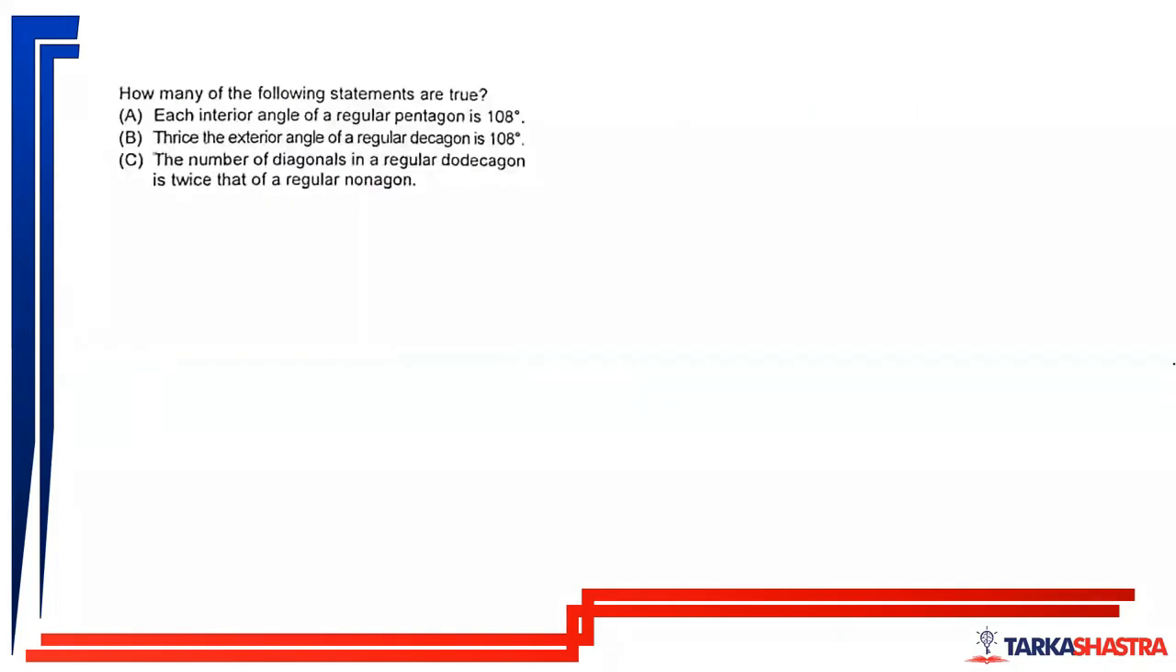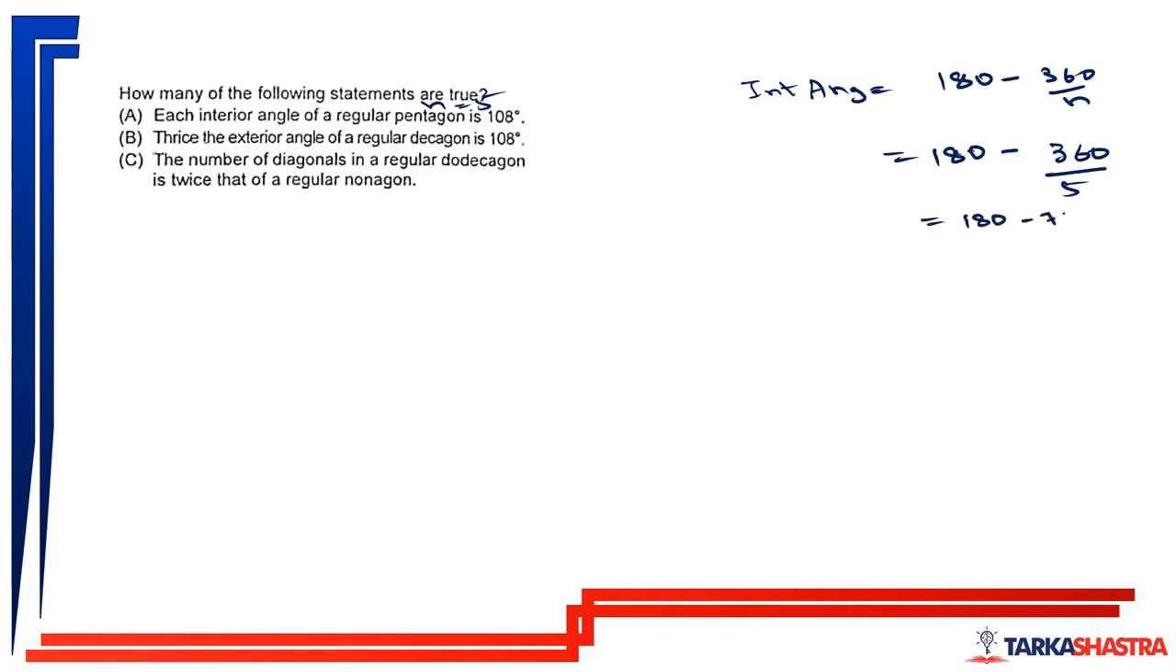Okay, moving forward. How many of the following statements are true? Each interior angle of a regular pentagon is 108. So interior angle is nothing but 180 minus 360 by n. This is a pentagon, so n is equal to 5. So 180 minus 360 by 5, that is 180 minus 72, that is 108 degrees. Very good, this one is correct.